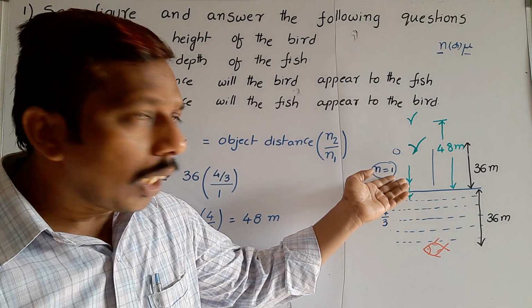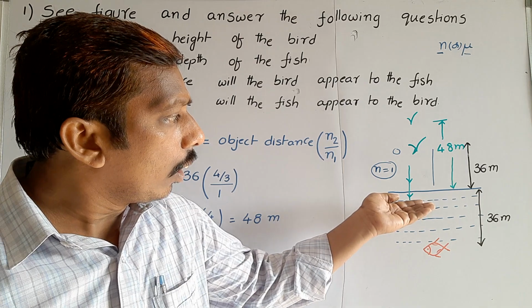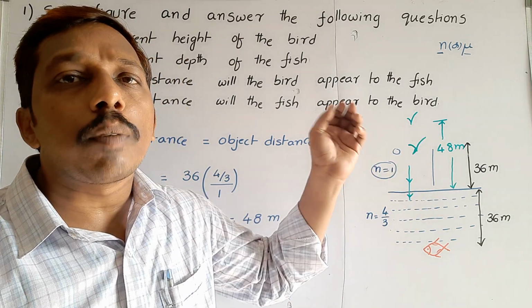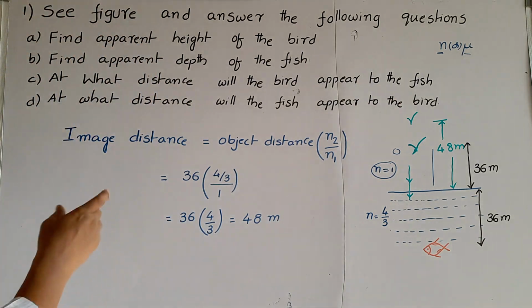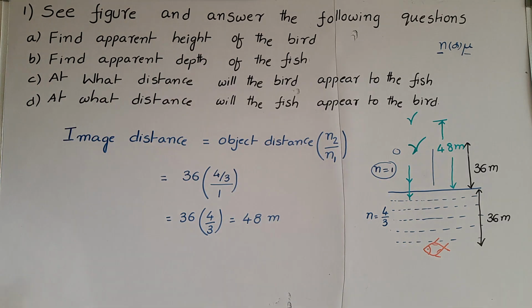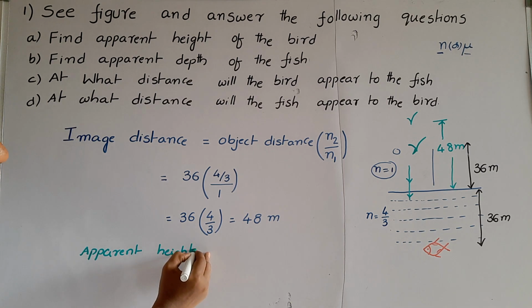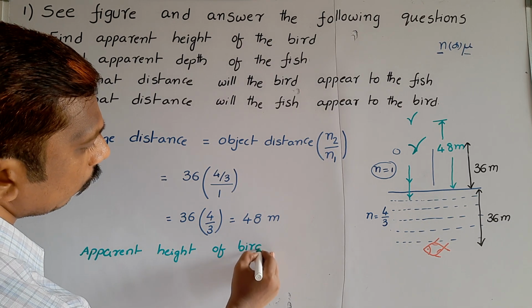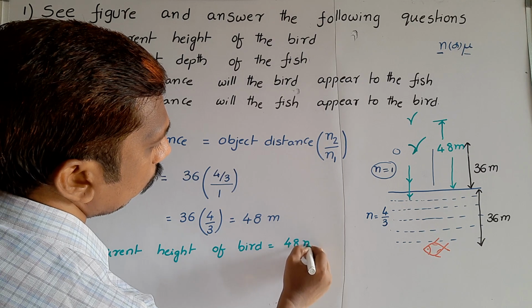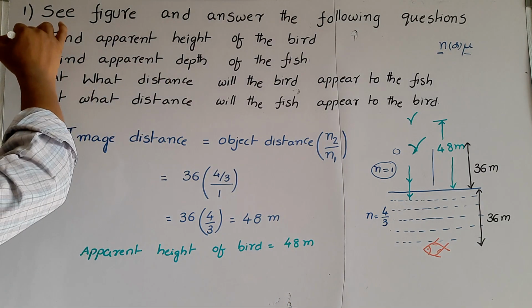So light ray travels from air to water. Anyone inside the water who observes the bird sees it at a height of 48 meters. This image distance is taken as the apparent height. So the apparent height of the bird is 48 meters. So this was completed.